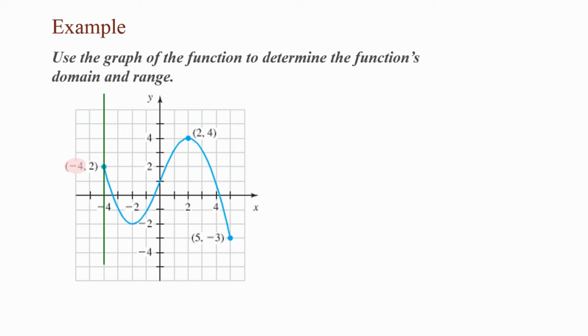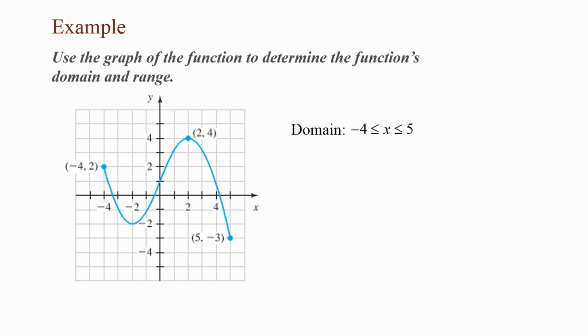Looking to the right, the furthermost point to the right is when x is 5. So the largest value x can be is 5. And then our values for x can be anywhere between -4 and 5, including -4 and 5. So our domain is -4 less than or equal to x less than or equal to 5.